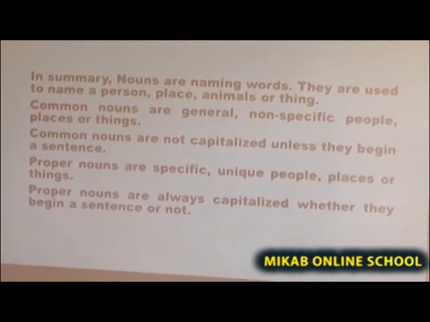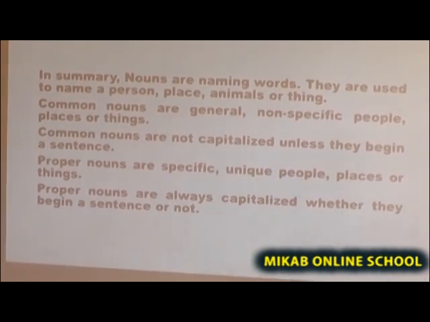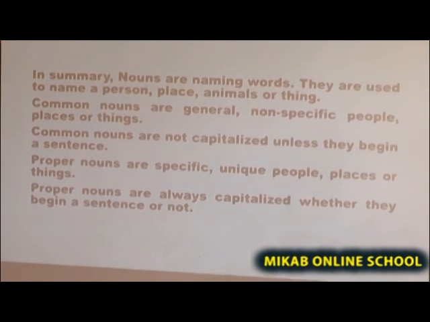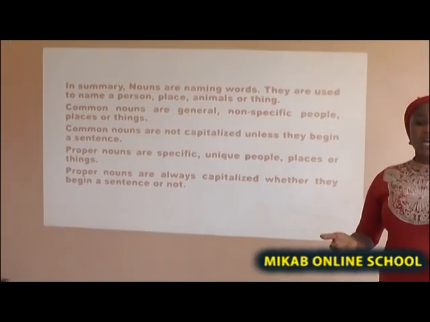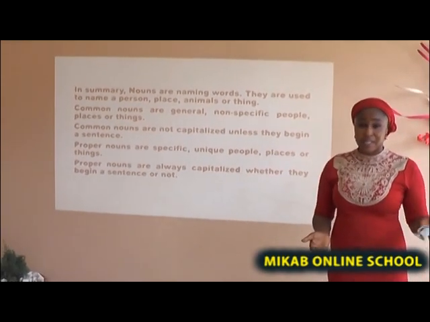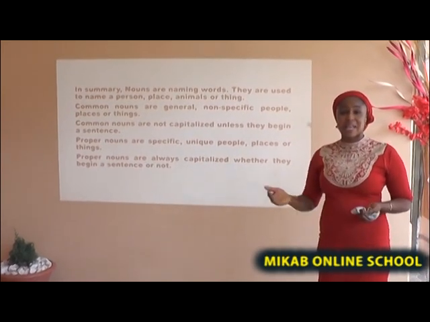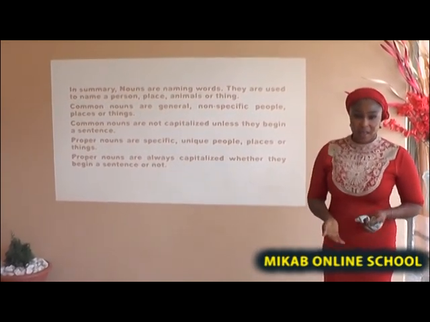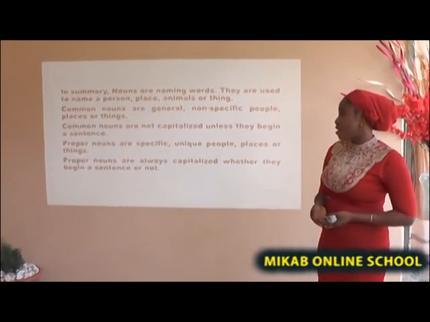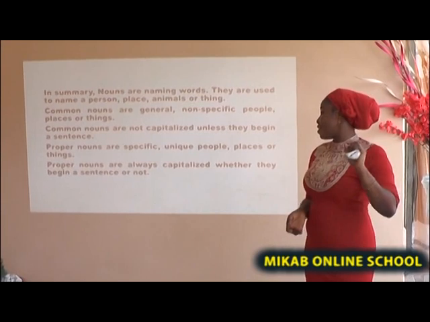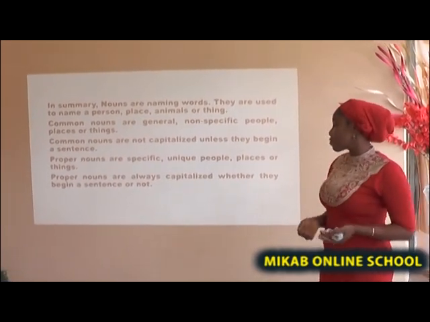Unless they begin a sentence. Proper nouns are specific, unique people, yes, because you are the only one that bears that name Austin. If there is any other Austin, the person can never be you. Lagos bears its name. If there is any other Lagos, it can never be like your Lagos. The same thing with the country, that is Nigeria. So it is a unique name given to people, places, or things.